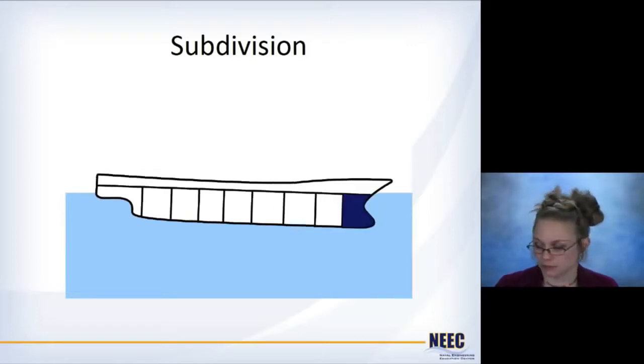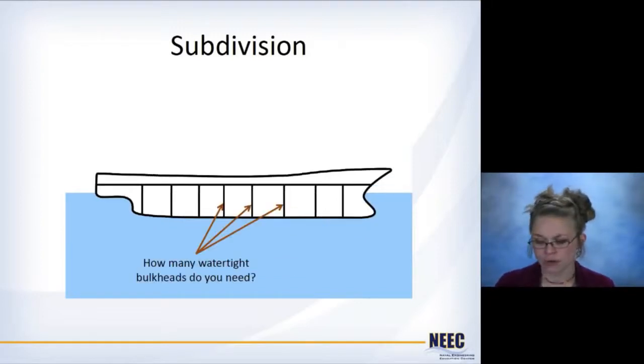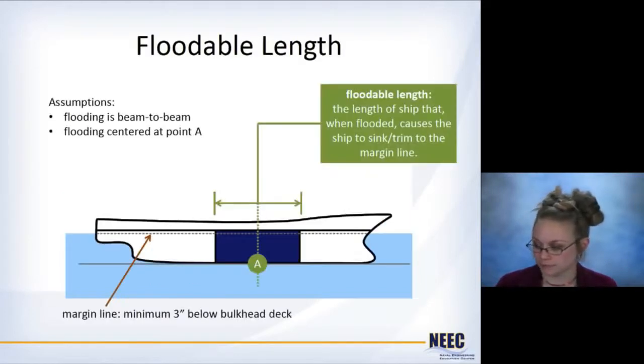If a ship is damaged, water will come in, it will flood, but flooding is restricted because of the watertight bulkheads and the bulkhead deck. But the question is, how many watertight bulkheads do you need? You can appreciate that probably more of them is good, but then it makes it hard and expensive to make the ship. Sometimes you need to have larger spaces because of cargo holds, so you need to figure out exactly how many you need to have. One way to do this is to use floodable length.